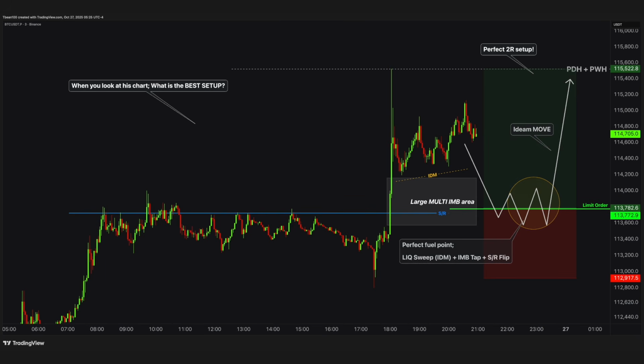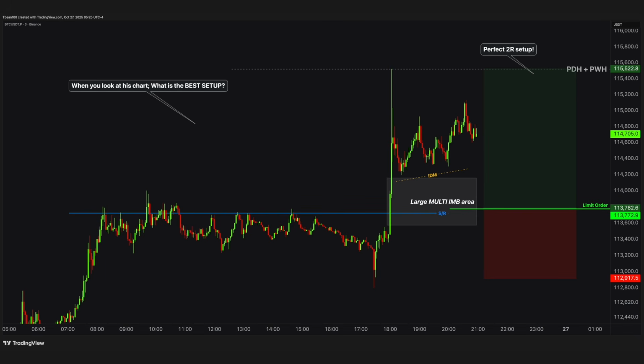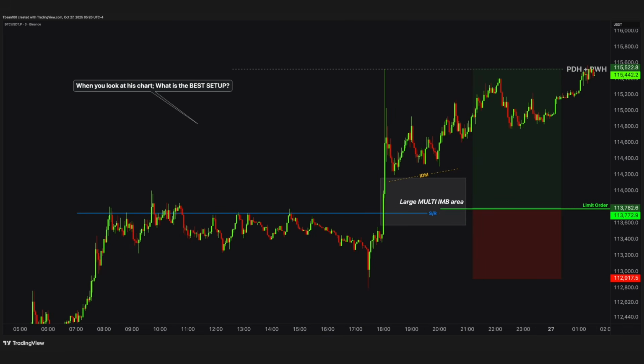A+++ setups. However, what actually happened here was a little bit different. Price never pulled back into our entry zone at all. Instead, it just went straight up and hit the targets without giving us any entry opportunity. Now that brings us to the important part. How do we deal with trades like this one before they happen?